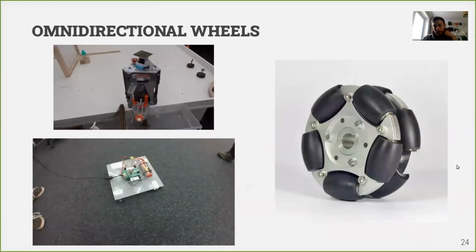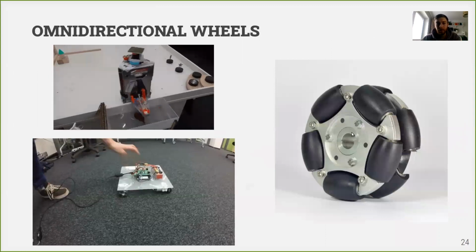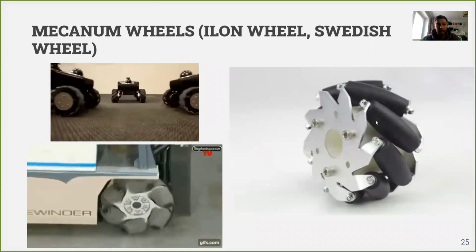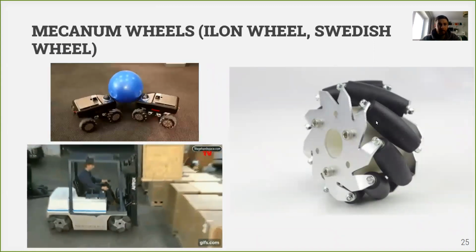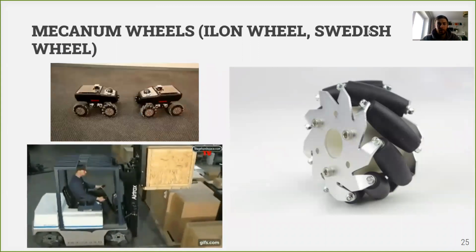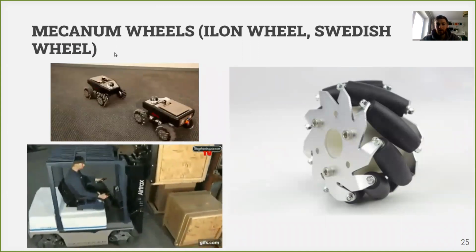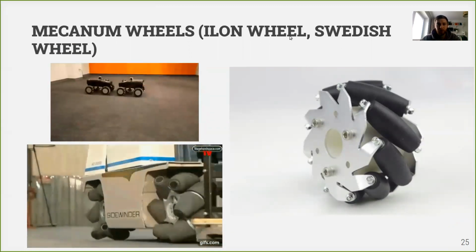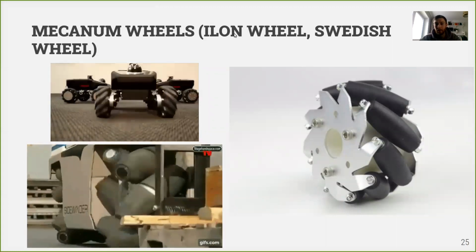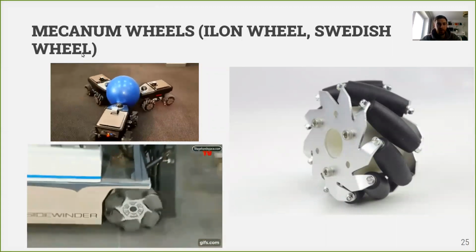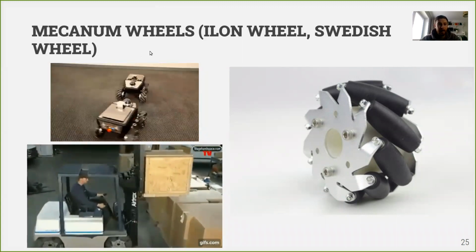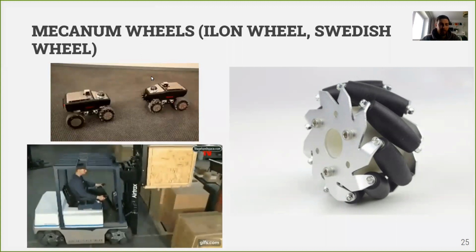Okay, so that was about the omnidirectional wheel, and there are a bit more complex mecanum wheels. Mecanum is the name of a Swedish company. These wheels are also called Ilon wheels or Swedish wheels. The story is simple. There was an engineer in the Swedish company called Mecanum, and the name of the engineer was Ilon. That is why those wheels are called in different ways. But you can always say mecanum wheels and you will be understood by people.